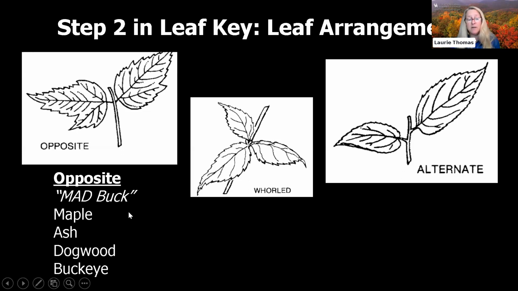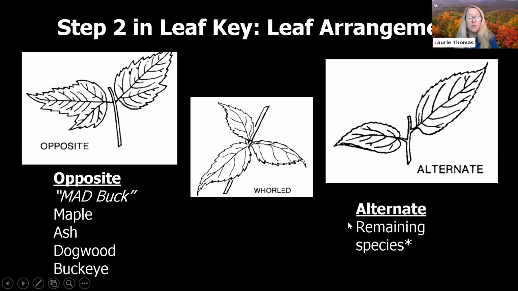So if you can remember the mnemonic MAD BUCK, maple, ash, dogwood, buckeye, you can remember the trees that have oppositely arranged leaves. Now remember, we have 7 or 8 different types of maples, numerous types of ash, numerous types of dogwood, and we do have 2 buckeyes. So that's lots of different trees, but at least that'll help get you down to, oh, it's oppositely arranged. I've got a maple, ash, dogwood, or buckeye.